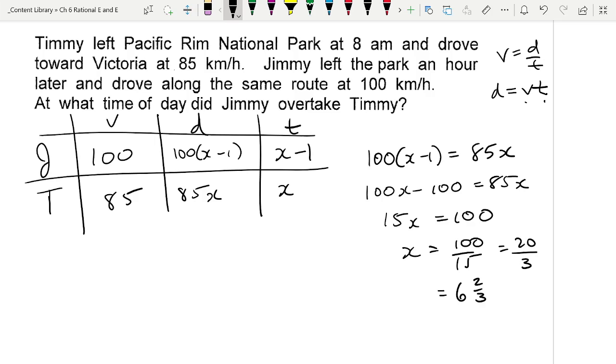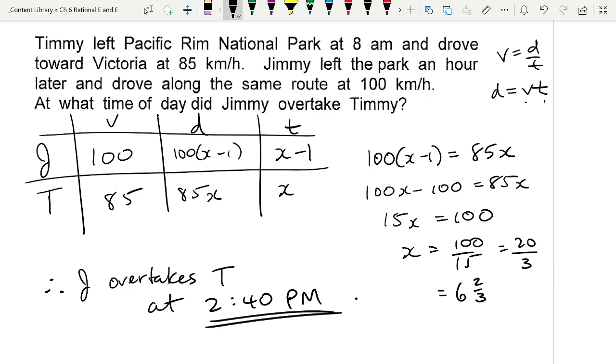So at what time of day, I'll say, therefore, Jimmy overtakes Timmy at 6 hours, and that'd be 2/3. 2/3 of an hour would be 40 minutes. So we started at 8 a.m. So what's 8 a.m. plus 6 hours? That's 1,400 hours if you'd like to go with military time, but I guess that's 2 p.m. So at 2:40 p.m.